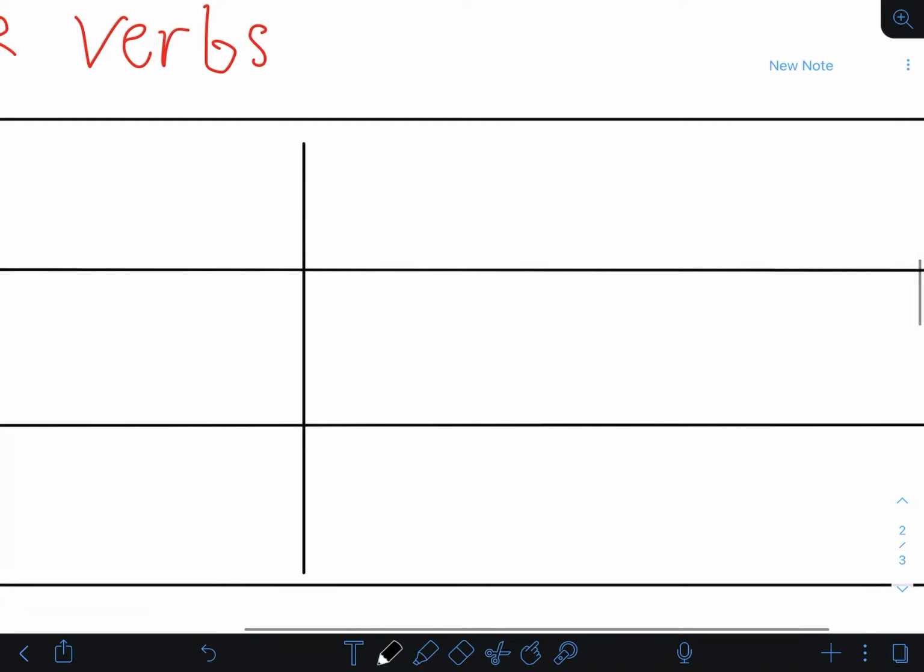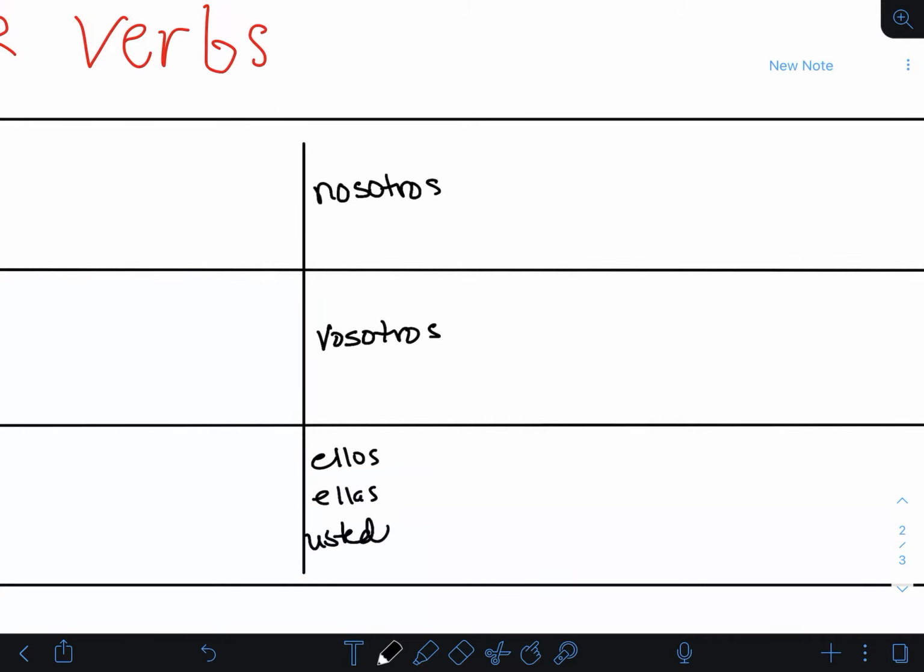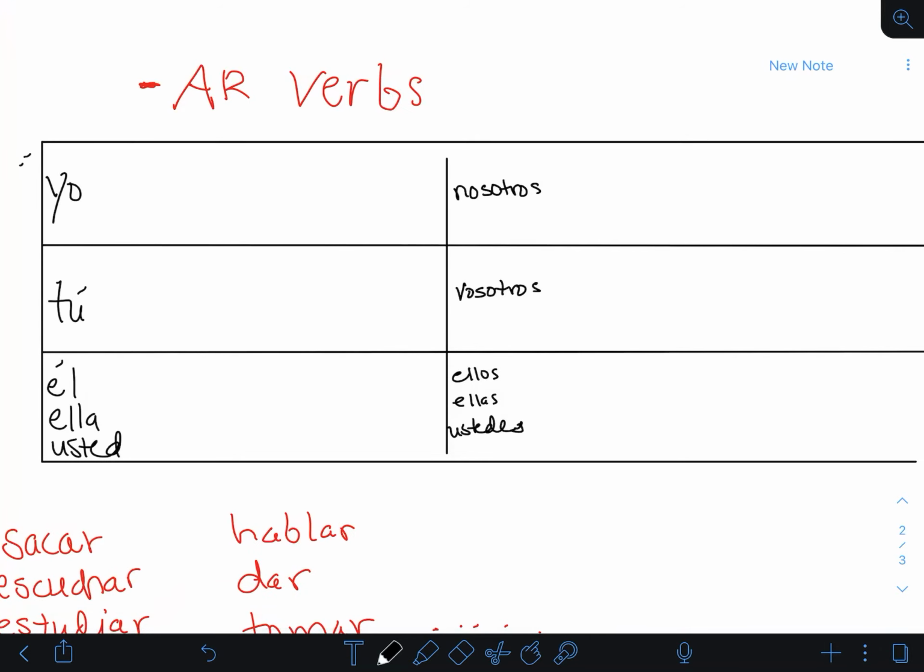So for conjugating, again, we got yo, means I, tú, you, él, ella, usted, nosotros, vosotros, and then ellos, ellas, ustedes. So anytime that you're conjugating, okay, this is called conjugating a verb. So you take away the AR and you add the O. You take away the AR, you add the AS. You take away the AR, you add the A.